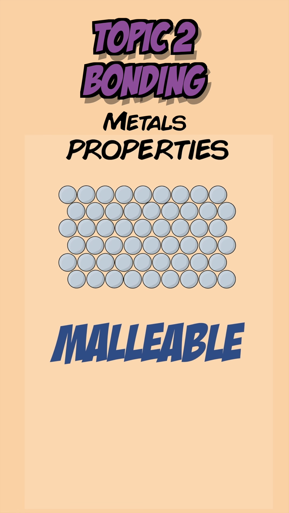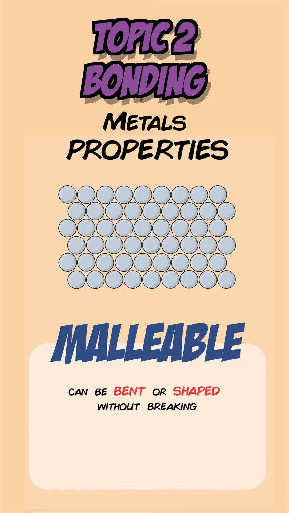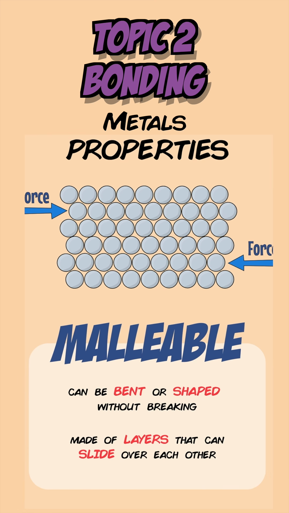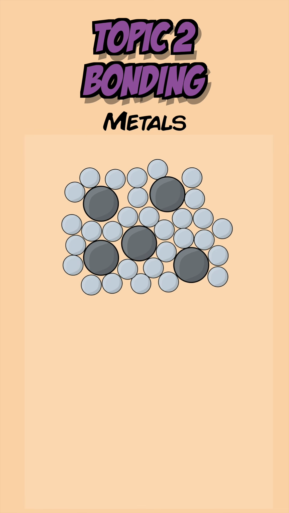This basically means that they can be bent or shaped without breaking, and that's due to their structures, which consist of layers of atoms that can slide over each other. But this means that pure metals are usually too soft for many uses, so to make them harder and more useful, they're turned into alloys.